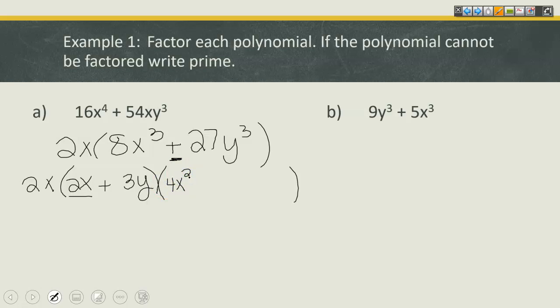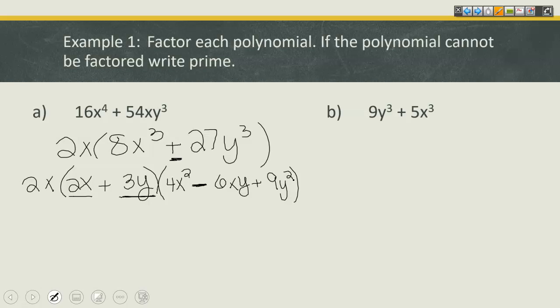Opposite sign, so minus a times b, so 2 times 3 is 6, xy, plus, so the signs are opposite for this one, b squared, which would be 9y squared. A sum of cubes will not factor further.